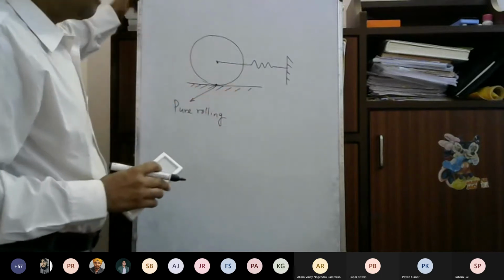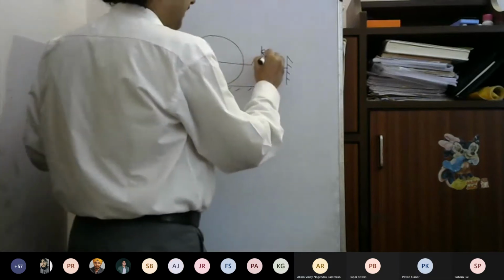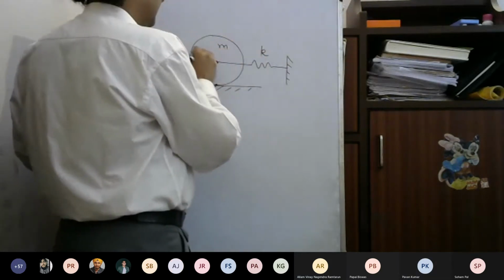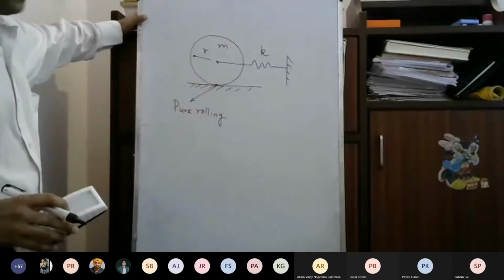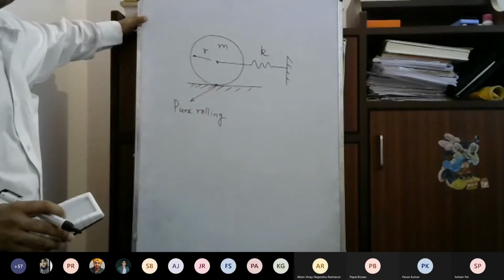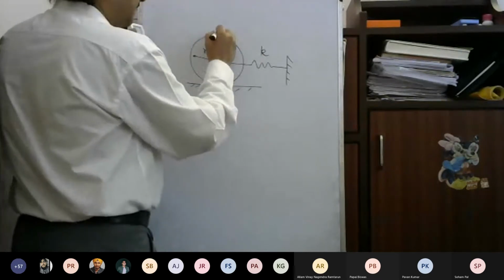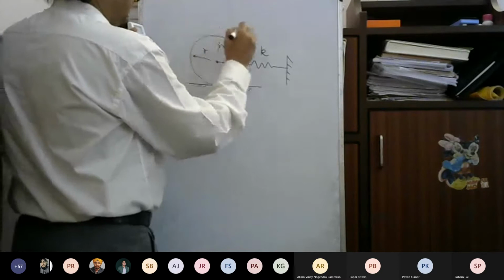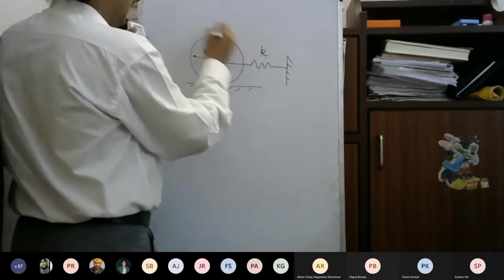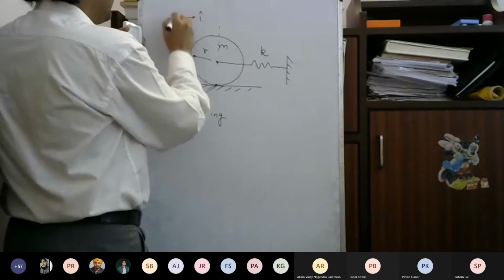What is the degree of freedom now? 1, sir. Okay. So this is the mass, and suppose this is the radius. So how to write down the equation of motion then? Suppose I have displaced the spring in this direction, in the anticlockwise direction. Suppose this is I and this is J.